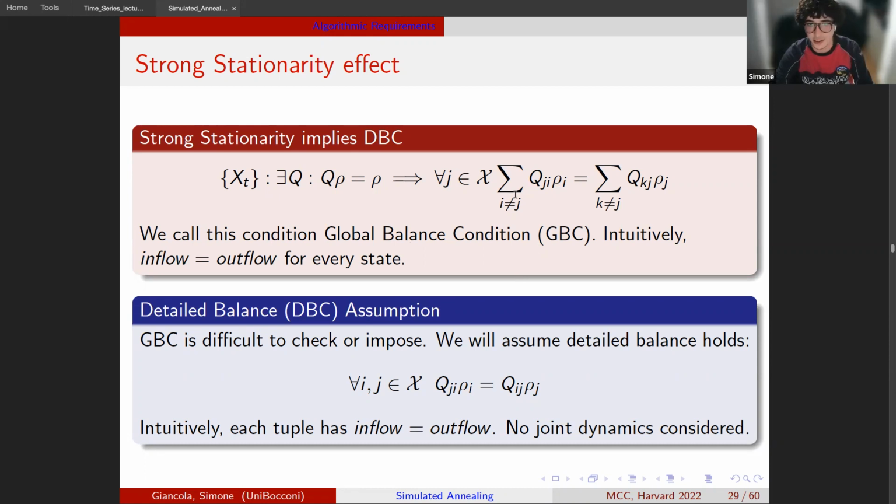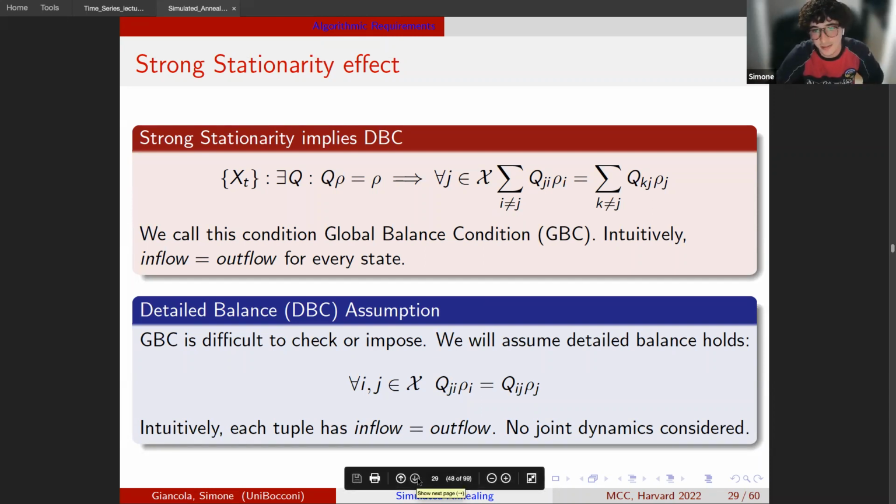implies the global balance condition of the inflow equal outflow for each state, but it's dependent on single tuples of states. So we will assume that the inflow and the outflow of each possible state will be balanced, and thus everything that is given by a state will be given back by the state it is given to at each iteration. This is a very strong equilibrium condition, but it is basically the only one we can easily use, let's say.